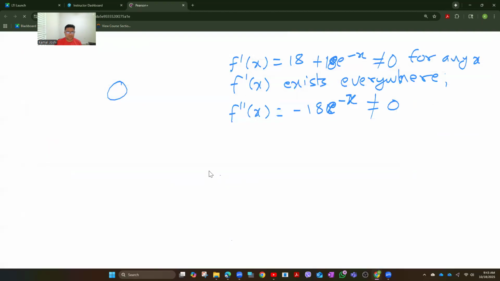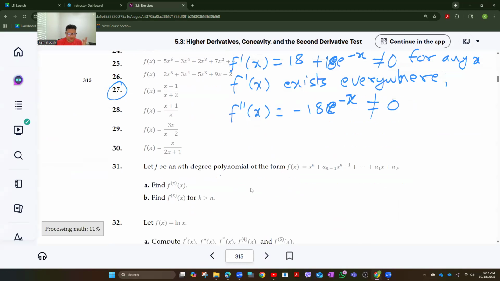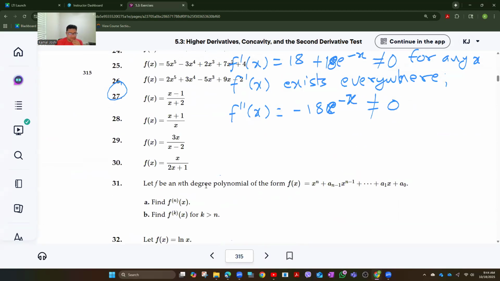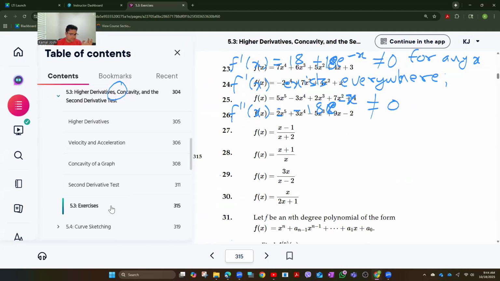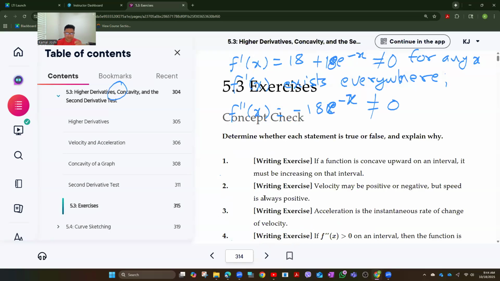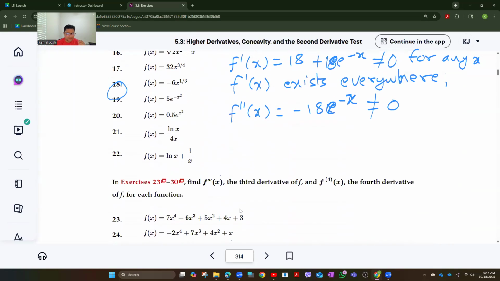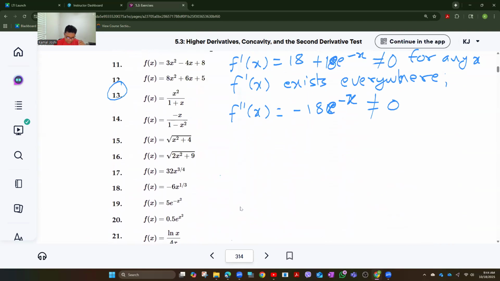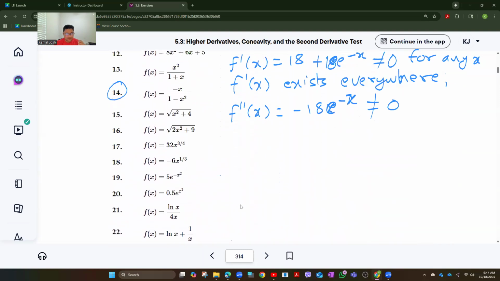That's the book. It's not your book, by the way. I think I should have told you that in the first video. I forgot. This is some calculus book, same authors I guess, but a different book. Where were we? We were in 5.3 exercises. But how come I'm seeing different? What number was I discussing?